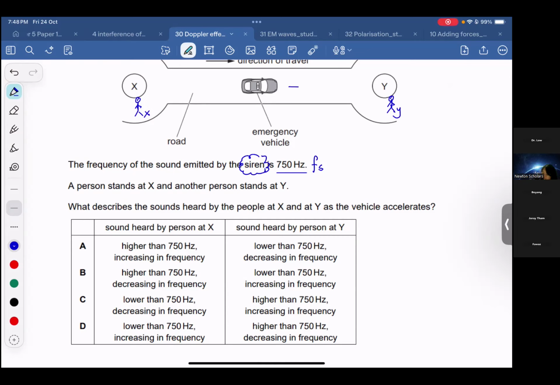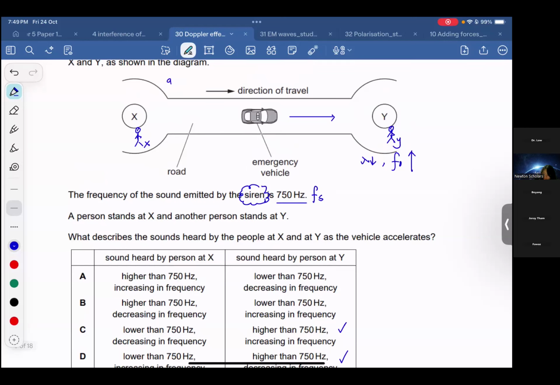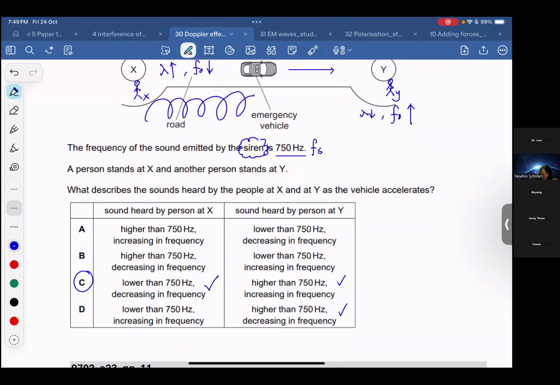Okay, if towards, your slinky spring becomes nearer together, so your wavelength should decrease, your observed frequency should increase. So it should be higher, not lower. So your answer should be C or D. Then for the X position is away. Here is away, here is towards. Away, you can imagine the slinky spring is something like pulling away. So your wavelength actually increases, your observed frequency should decrease. So here it should be lower than 750. Okay, is that clear for this question?